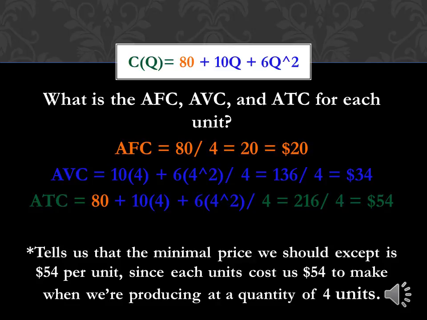Then if we wanted to find our average total cost, we would take our total cost of 216, and then divide that by the quantity of 4 again. This gives us an average total cost of $54 for each unit. By knowing the average total cost, we should know that this is the minimal price that we will accept, $54 per unit, since each unit costs us $54 to make when we're producing at a quantity of 4.